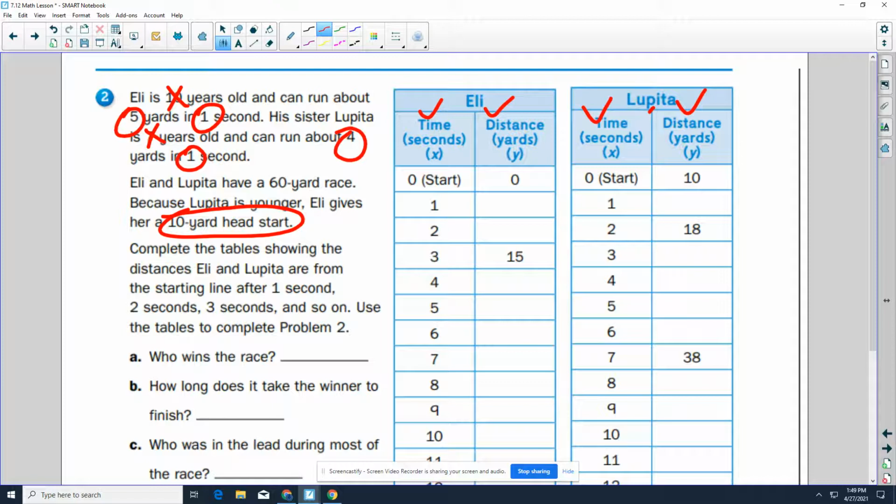So I can see 0 to 0 doesn't help me. 1 to something, but up here it says that in 1 second, Eli can run 5 yards. So I know it's 1 times 5. And then you can go through and fill in the rest of that chart.